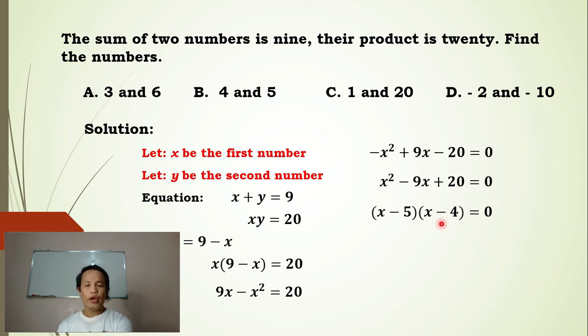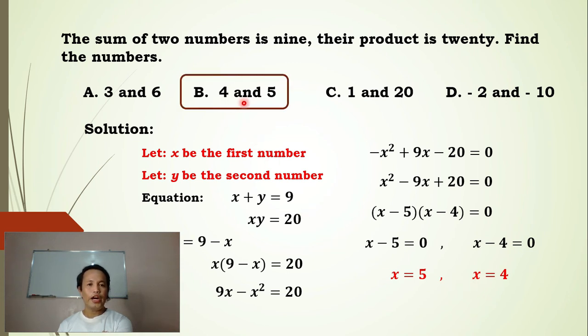Then, equate each factor to 0. So x minus 5 equals 0. And the second factor, x minus 4 equals 0. So, solve for x now. x is equal to 5 and x is equal to 4. Therefore, our correct answer is letter B, 4 and 5.